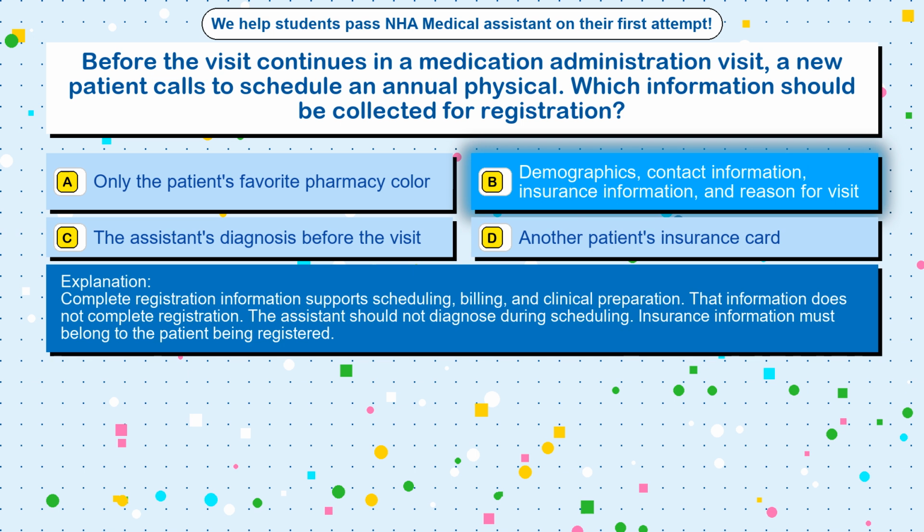Complete registration information supports scheduling, billing, and clinical preparation. A favorite pharmacy color does not complete registration. The assistant should not diagnose during scheduling. Insurance information must belong to the patient being registered.